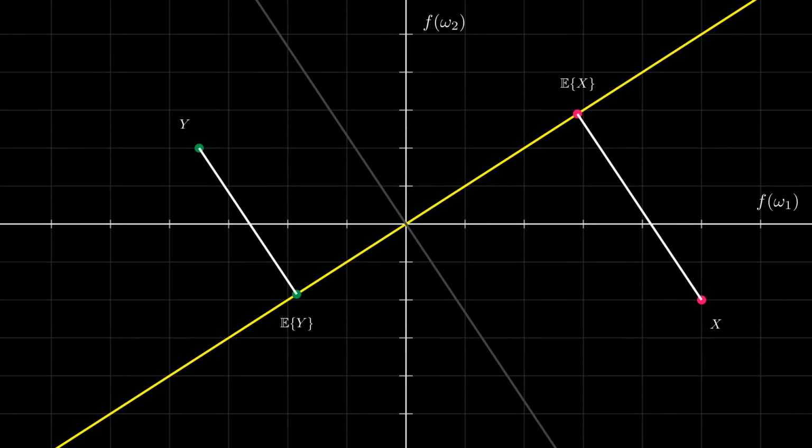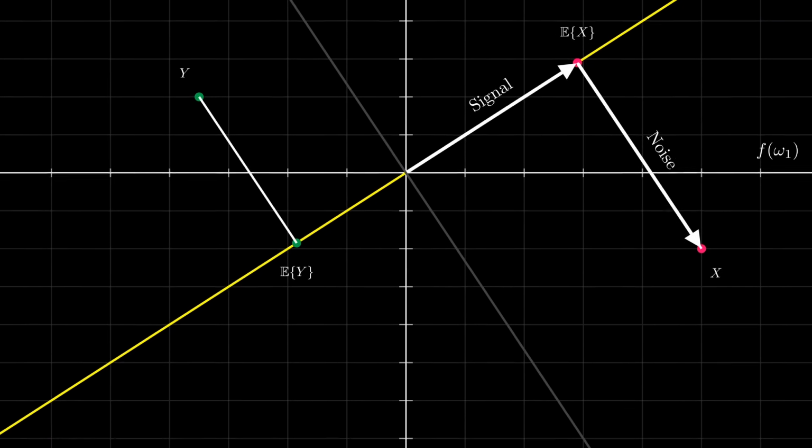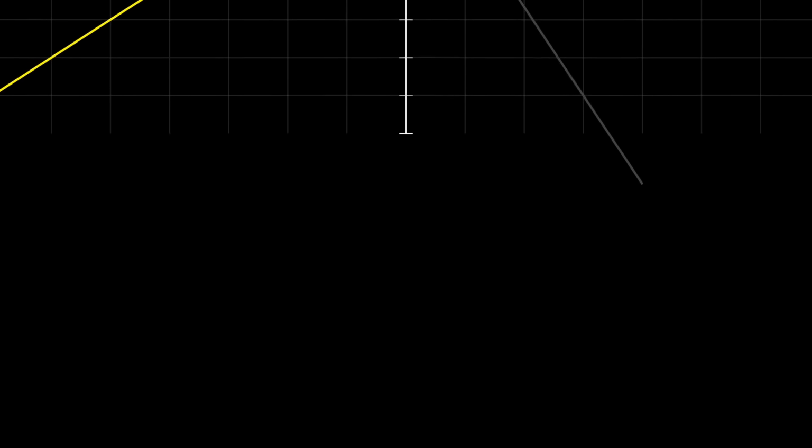What I really like about this representation is that it gives you a kind of signal plus noise decomposition of random variables, because it tells you that we can write each random variable as the sum of an element from the subspace of constant functions, the expected value, plus an element from the orthogonal complement, that is a term that captures the deviation from the mean. Formula-wise, this seems kind of trivial, but I think from a geometric perspective, it is kind of beautiful.